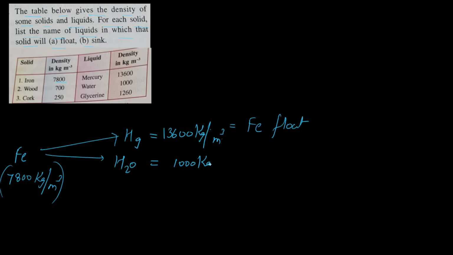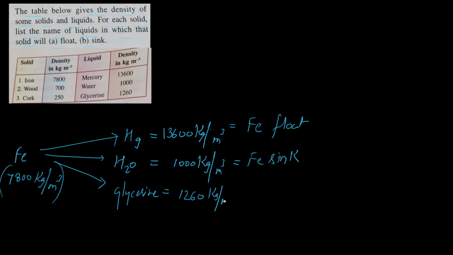Now in another case, for example, in water, the density is 1000 kg per meter cube, and iron is 7800. So Fe is going to sink. Another example is glycerin, which is 1260 kg per meter cube. Now what will happen here? Fe is going to sink.